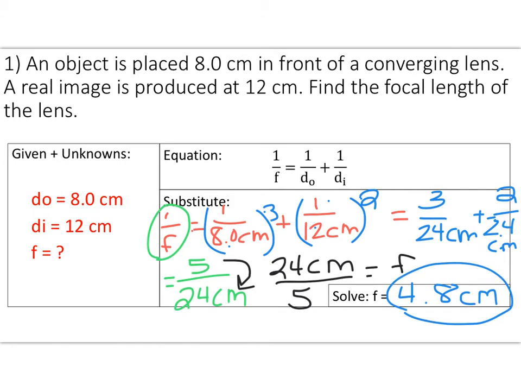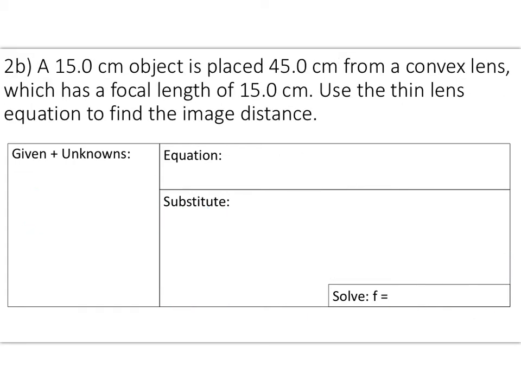I'm going to do one more example problem. Now this one is number 2B on your paper. A 15 centimeter object is placed 45 centimeters from a convex lens, which has a focal length of 15 centimeters. Use the thin lens equation, or the lens formula, to find the image distance.